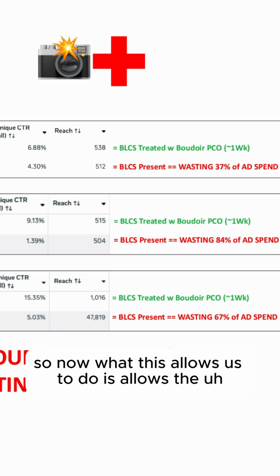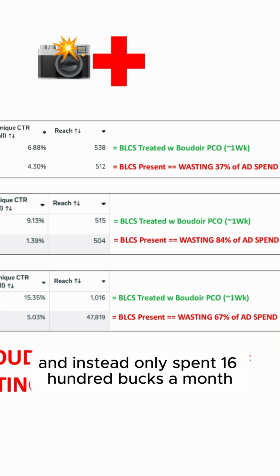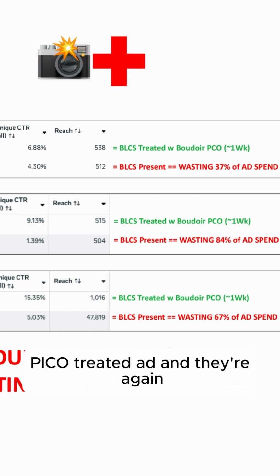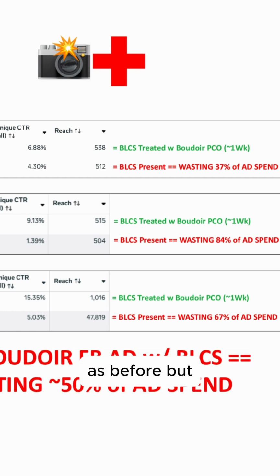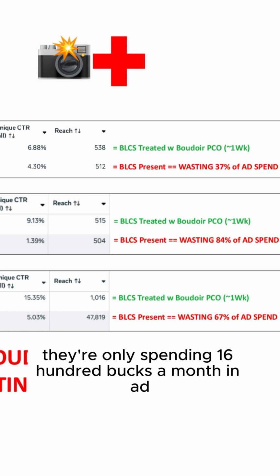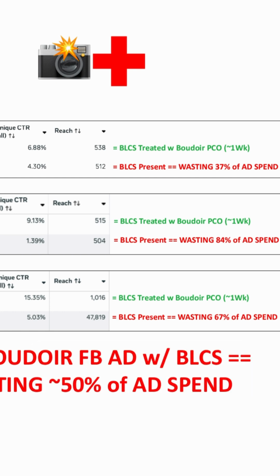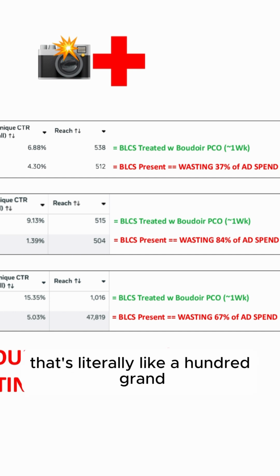So now what this allows us to do is allow the Boudoir photographer to cut out that 8,400 bucks a month and instead only spend 1,600 bucks a month with the new Boudoir Pico treated ad. And they're getting their ad into the same number of women's brains as before, but they're only spending 1,600 bucks a month in ad spend. So they're literally pocketing 8,400 bucks every month by wasted ad spend prevention. That's literally like 100 grand over the next 12 months.